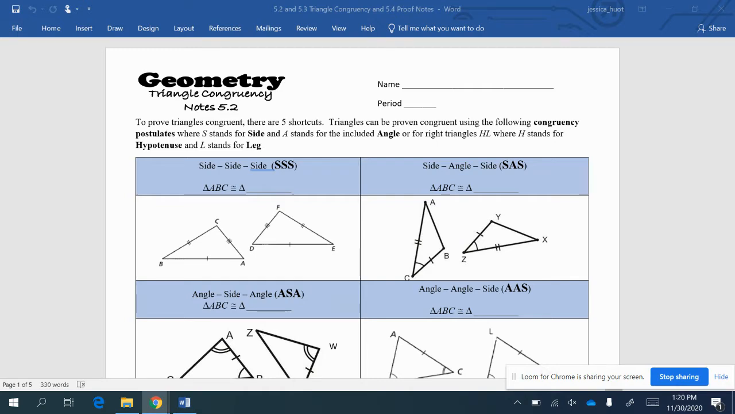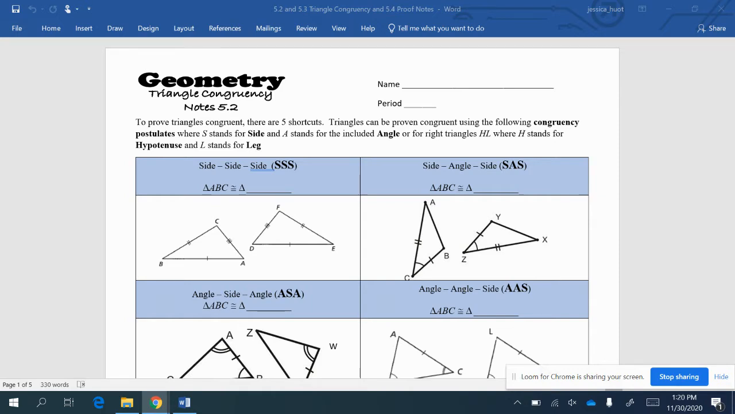The triangles can be proven congruent using the following congruency postulates, where S stands for side and A stands for the included angle. Or for right triangles, HL, where H stands for hypotenuse and L stands for leg. So the biggest thing to remember here, with the exception of right triangles, you need 3 pieces of information. If you do not have 3 pieces of information, then you cannot prove the triangles congruent. Again, that is with the exception of right triangles.